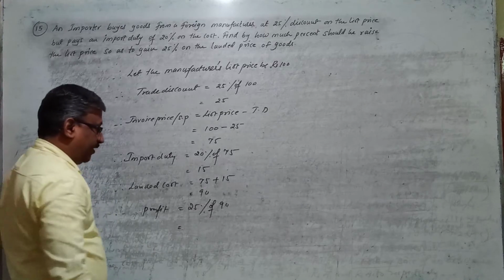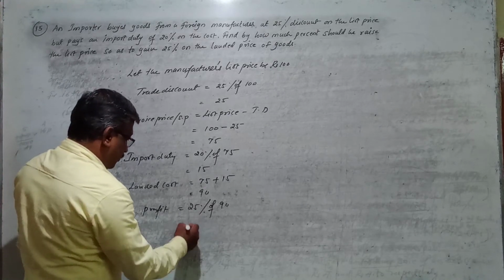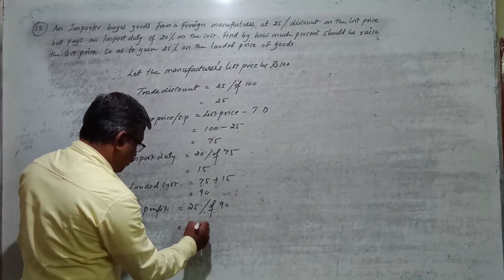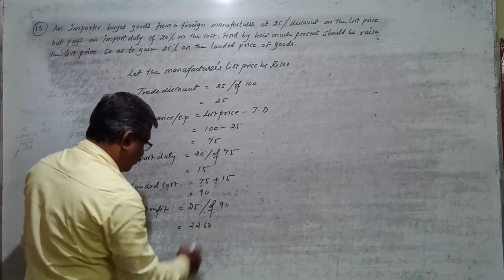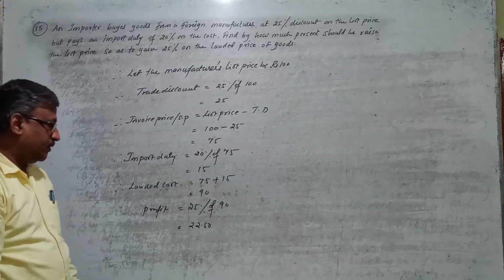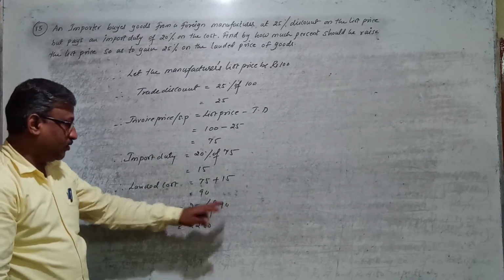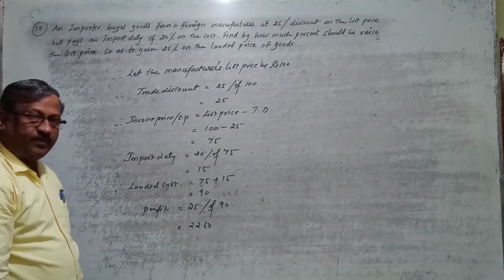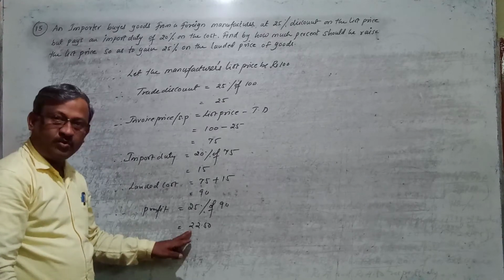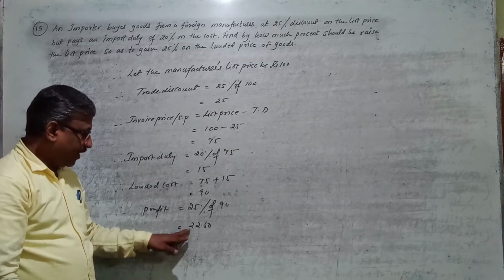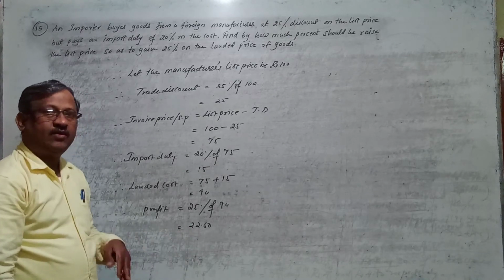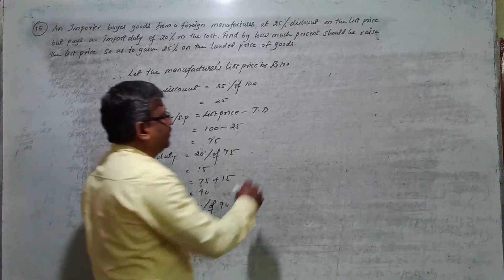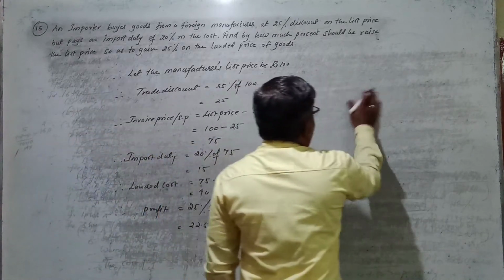So remove 25%. So it is 22 rupees 50 paise. 25% of 90 rupees comes to 22 rupees 50 paise. With so much profit he wants. So to get so much profit, find out at what price he will have to sell his goods to his customer, right? So now let's determine the selling price.